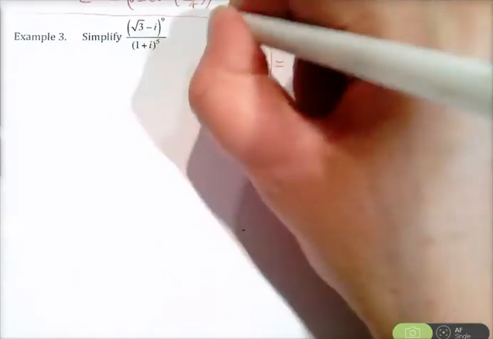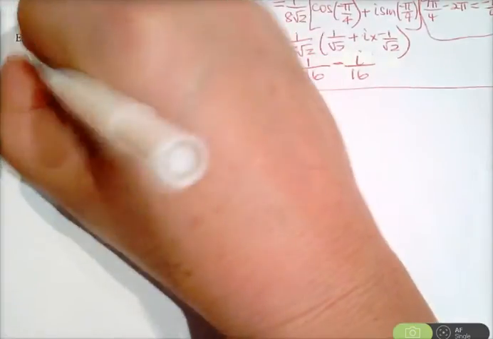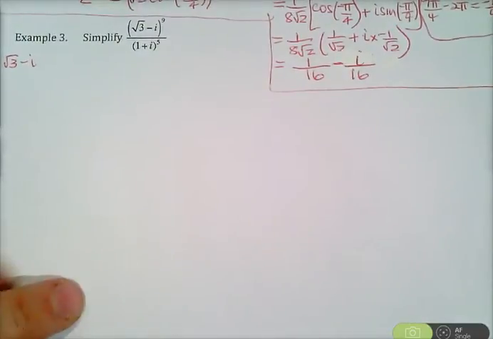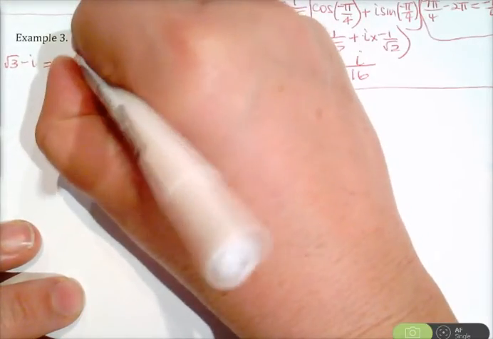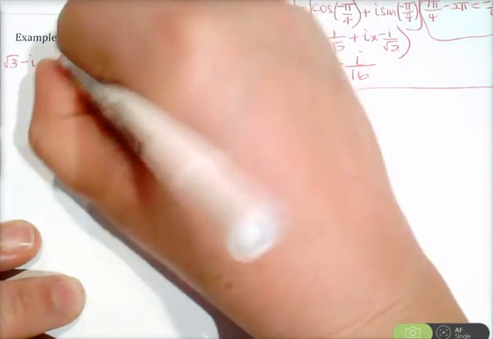So let's just look at root 3 minus i. We can use, if we want, that alternative method where we put them both over 2 and put a 2 here, so I'm just using exact values, okay?